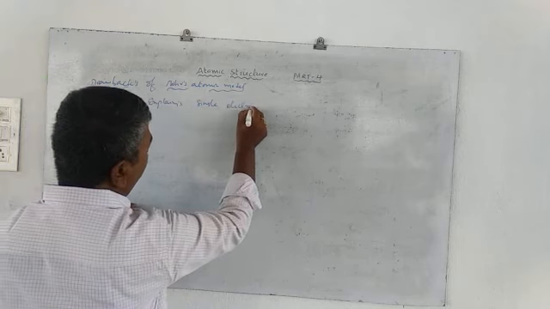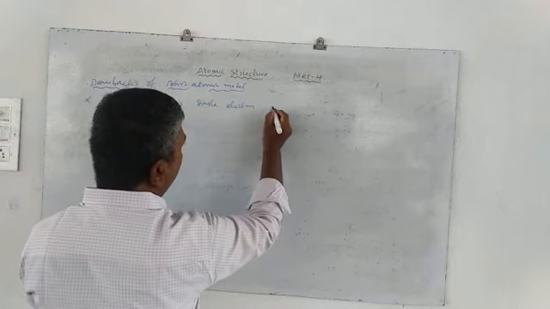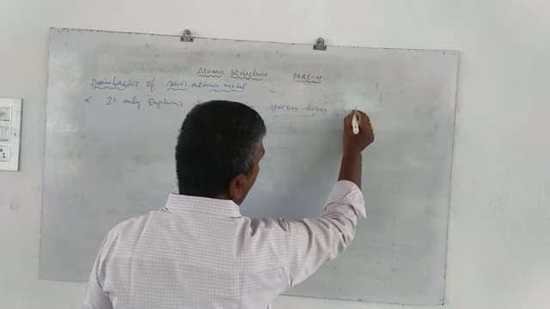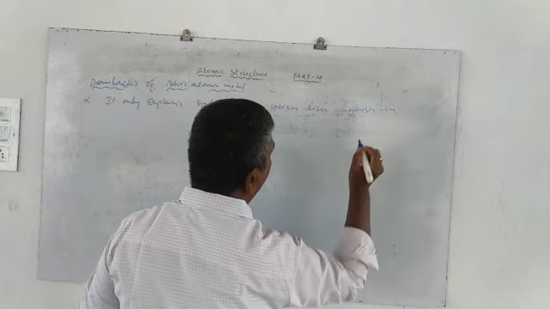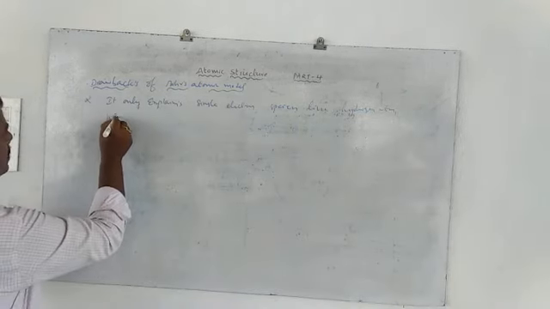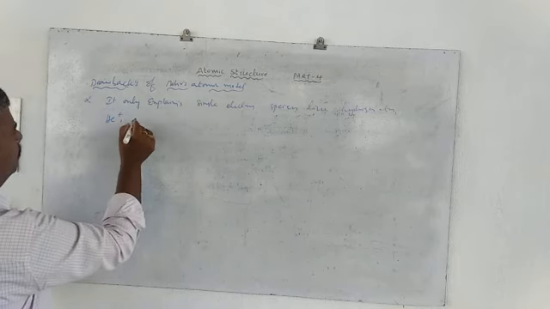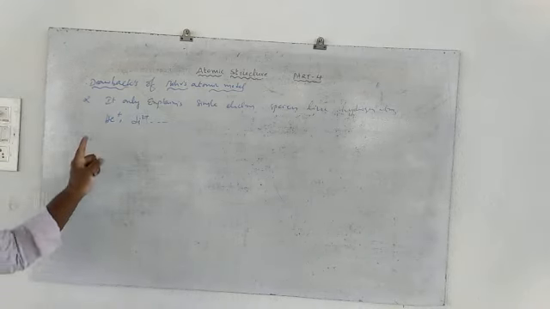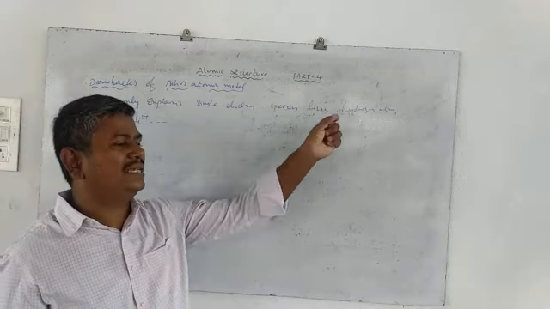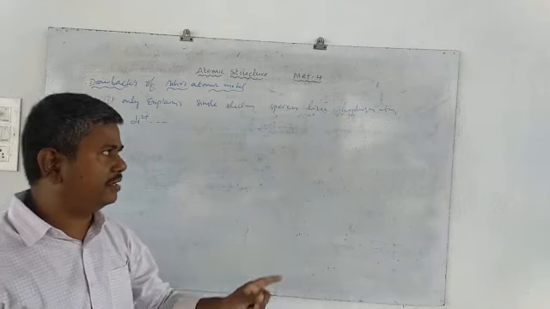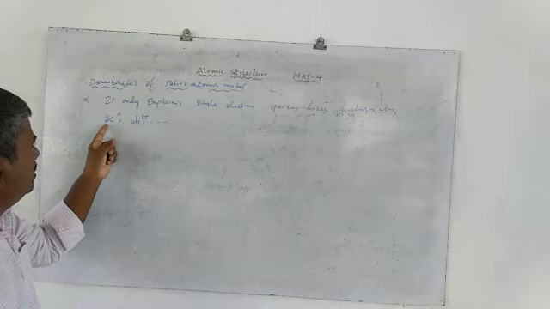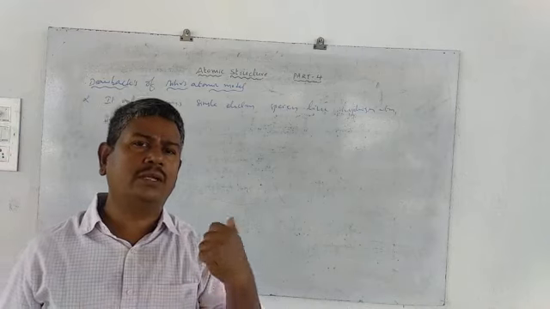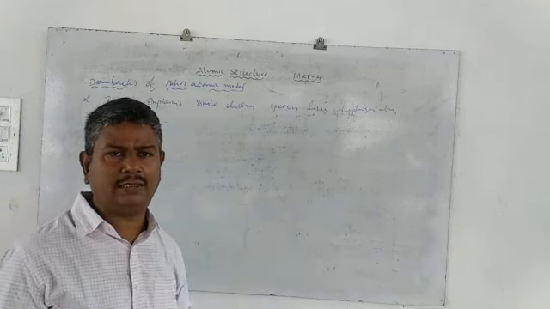single electron species like hydrogen atom, He plus, lithium 2 plus, and so on. That means Bohr atomic model only explains a single electron species, consisting of a single electron, like hydrogen atom, helium plus, lithium 2 plus, etc. But it could not explain more than one electron if the atom is consisting. Clear? That is the main drawback.